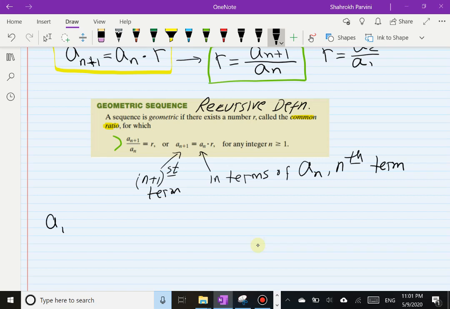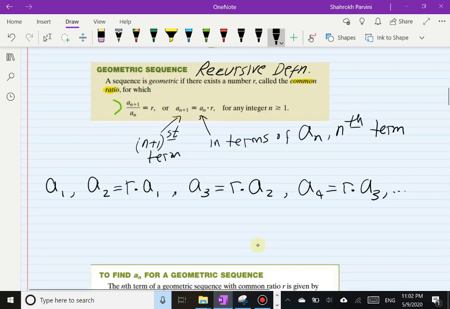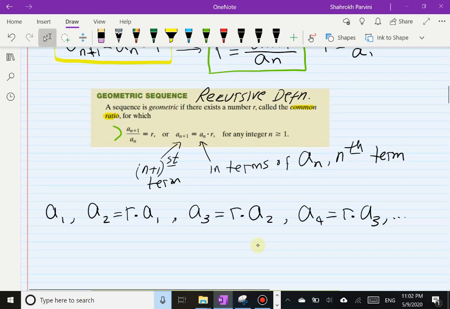Now, let's continue on here. So here's my first term, a sub 1. And remember, the second term here can be written as a constant rate times the first term. The third term is going to be r times the second term. The fourth term is going to be r times a3, and so on. So if I continue on this pattern, what do you think the nth term would be?